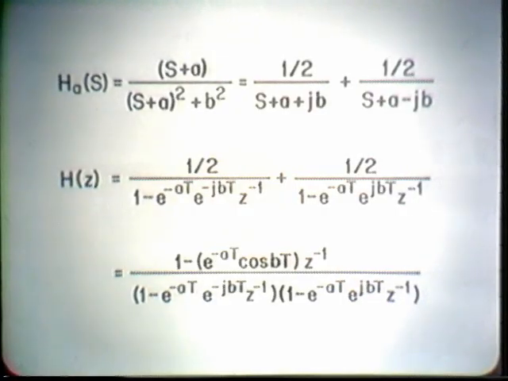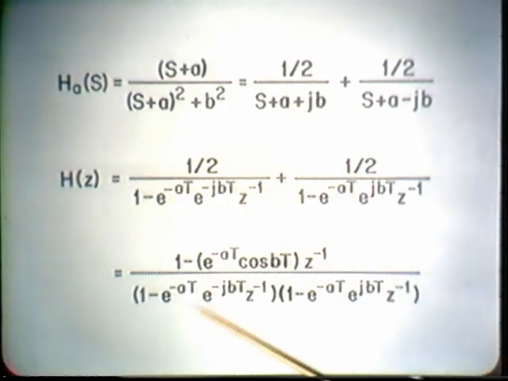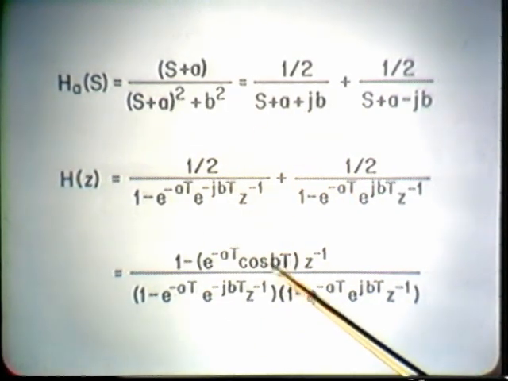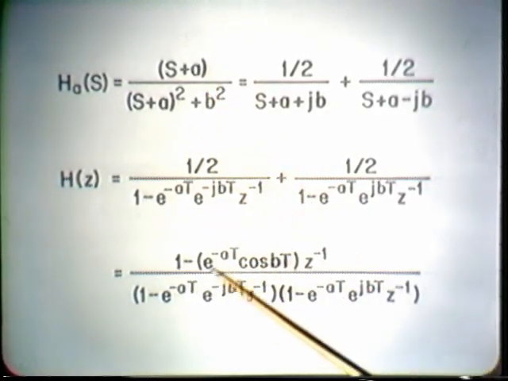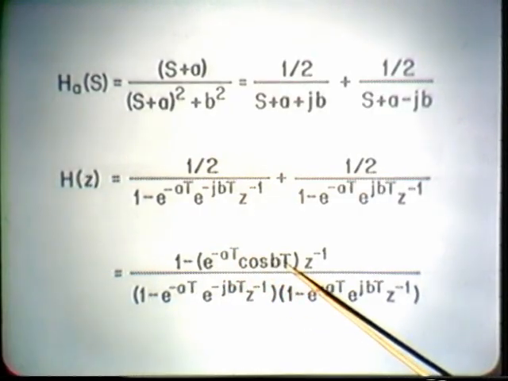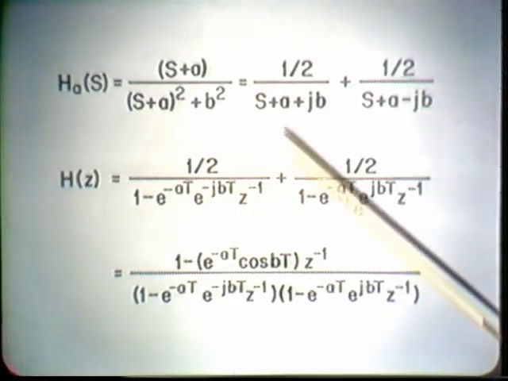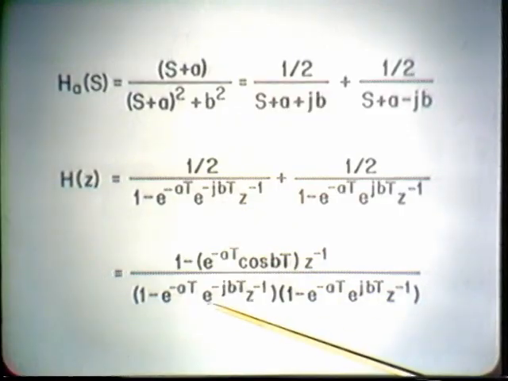Now, this illustrates one of the important points, which is the fact that the poles got mapped according to a mapping which is of the form z equals e to the s capital T. But notice that, in fact, the zero didn't get mapped in the same way. The zero at minus a got mapped, for this particular example, to a zero at e to the minus aT cosine bT. So in fact, it's not a mapping of S to Z, although the poles of the analog system function get mapped to poles of the digital system function according to the mapping Z equals e to the ST.